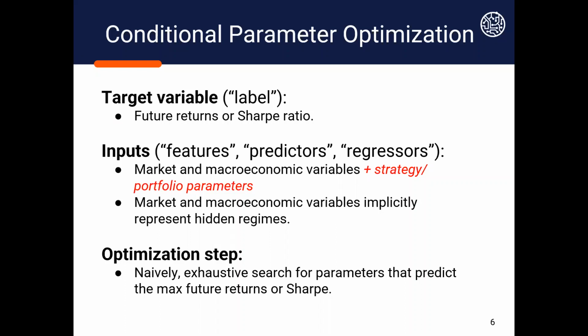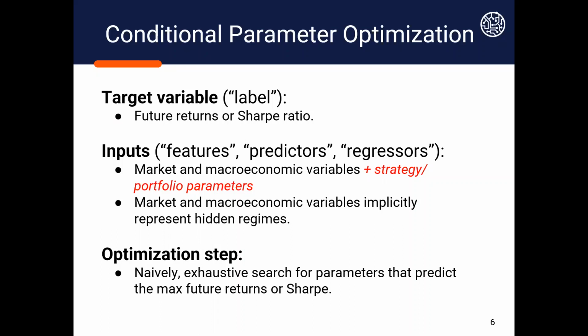Well, once you can accurately predict the target variable, such as future return, naturally, you can vary these input parameters and find out what will give the best return or best Sharpe ratio. That's the optimization search. So naively, you can run an exhaustive search for parameters that can predict the maximum future return or maximum future Sharpe ratio. That's the naive search. Now, in practice, when your parameters become numerous, that is not practical.